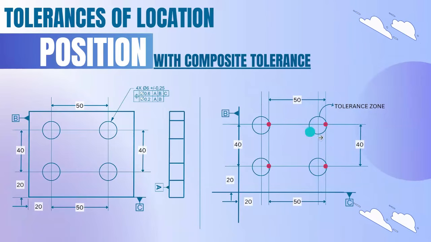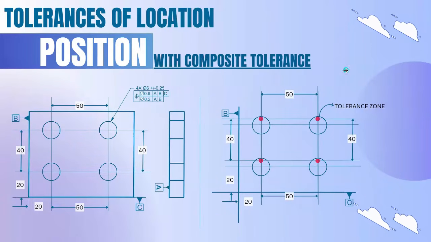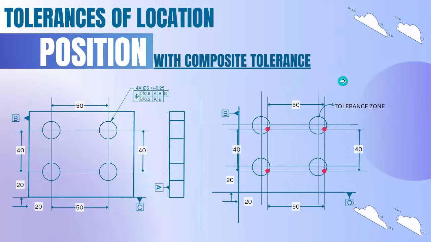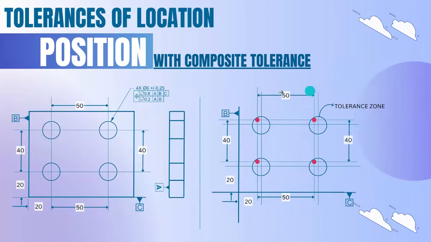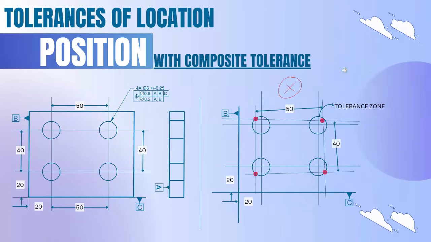So this is the tolerance zone. Within this tolerance zone, it can move right without breaking this pattern distance, and left, and it can move up and down, and also it can move diagonally without breaking this pattern dimension 50 and 40. It can move within this tolerance zone. Also it can rotate without disturbing this pattern dimension.